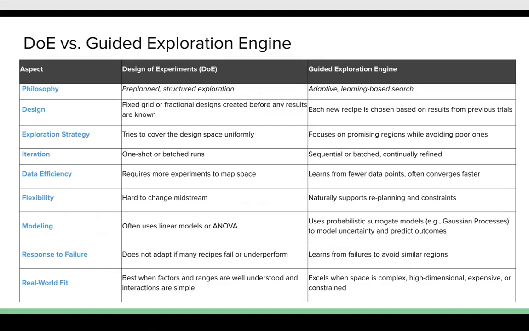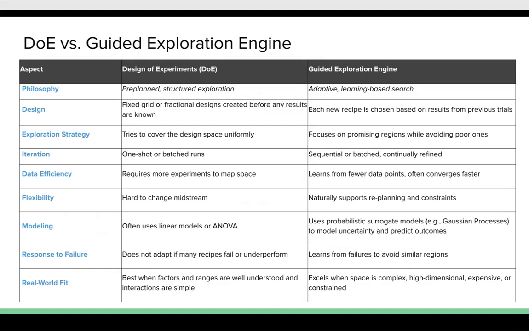Design of experiments is also hard to change midstream, right? You have to figure out your entire set of experiments up front and then execute them. You cannot change them, because that changes your design of experiment strategy, which means that you have to redo the entire process again. Whereas a guided exploration engine will naturally support replanning and constraints.